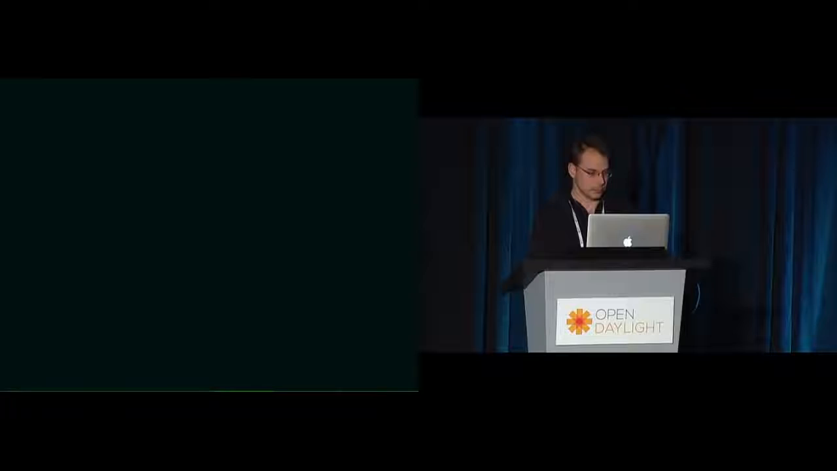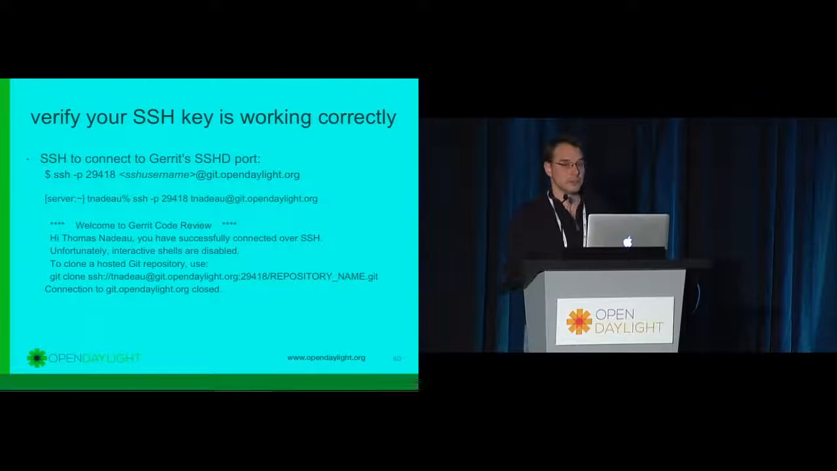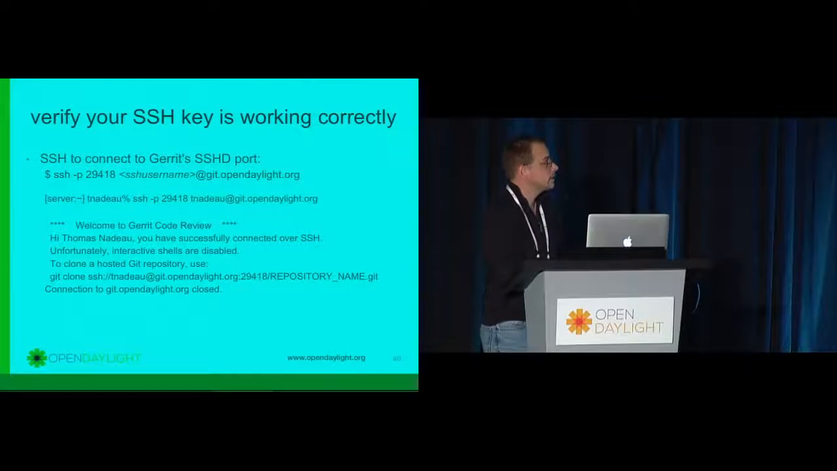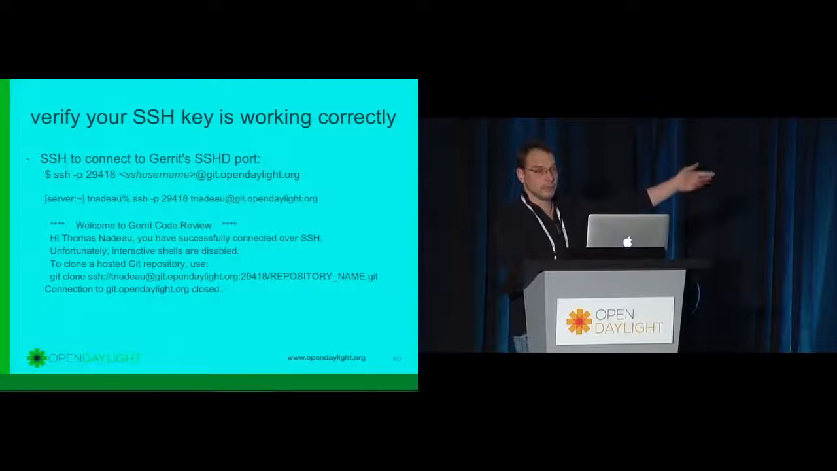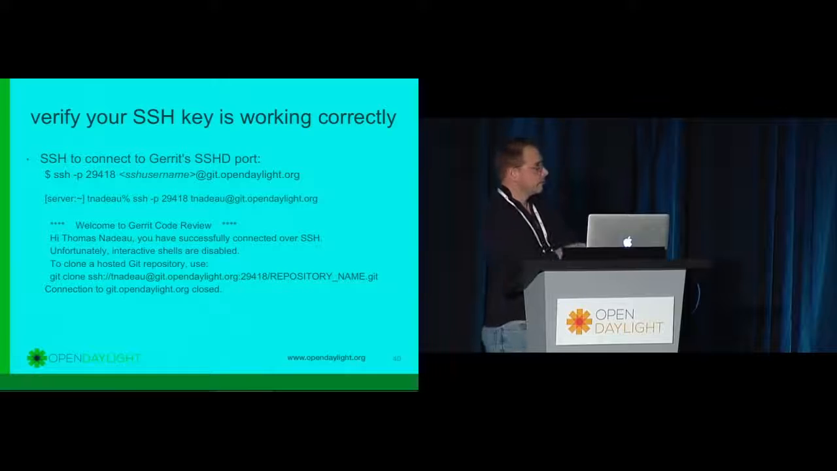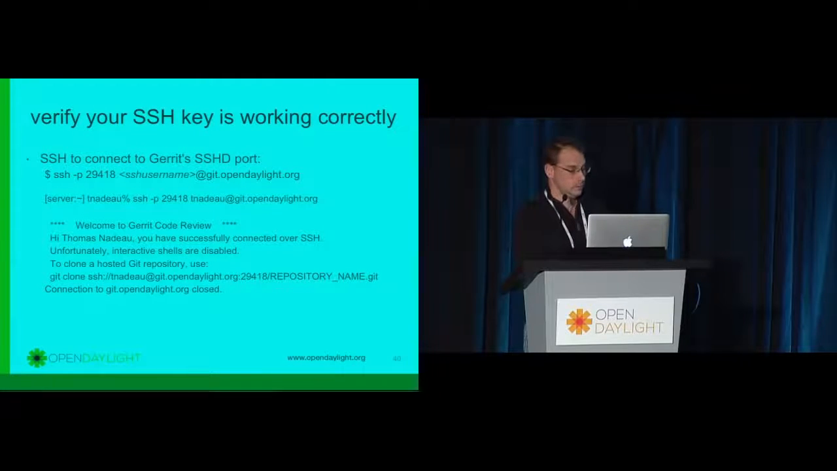Okay, here we go. There's my slide. So this is how you test to make sure that your key has been installed correctly. In the terminal, run SSH, and it's got to be to port 29418. The SSH username is the username you just chose in Gerrit. I show the output here for mine, and it should give you this output just with your name. So you should see this as your output.